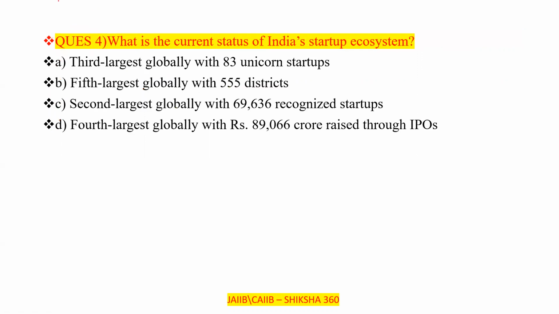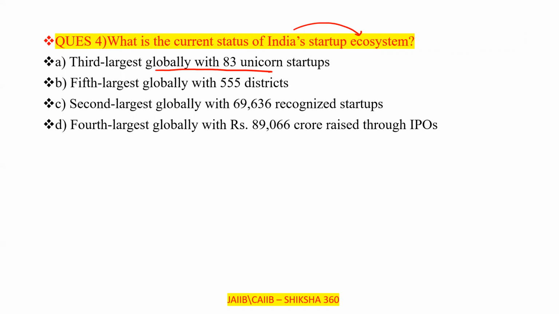Fourth one. What is the current status of India's startup ecosystem? Option A, that is third largest globally, basically with 83 unicorn startups. Second option, that is fifth largest globally, basically with 555 districts. Third option, that is second largest globally, basically with 69636 recognized startups. Option number 4, that is fourth largest globally, basically with 89,066 crore raised through the IPOs.